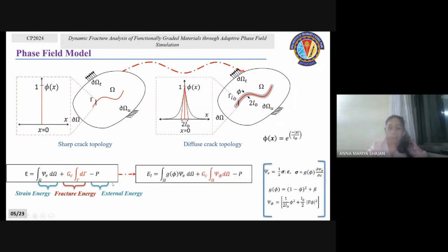So in the phase field model, the energy functional equation will be like this. You will have a g of phi which is multiplied to the strain energy term. That is, g of phi is the stress degradation function, meaning whenever we apply the load, how the degradation of the stiffness occurs will be governed by this g of phi. And the fracture energy term is integrated over the whole domain omega, and it is multiplied with psi of phi, which is the crack surface density functional.